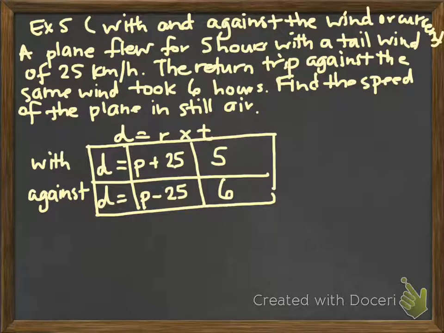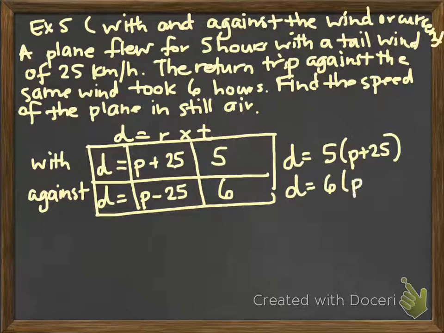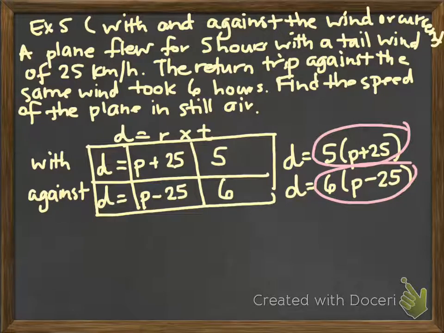Okay, so we have two equations. The with equation is d equals, I'm going to put the 5 in front, 5 times P plus 25. And on the against, distance equals 6 times P minus 25. Okay, and the distance is the same because we're going there and back. So we're going to make this one equal this one, because one is going there and one is going back. So it's the same distance. So now we have 5 times p plus 25 equals the same distance as going back.